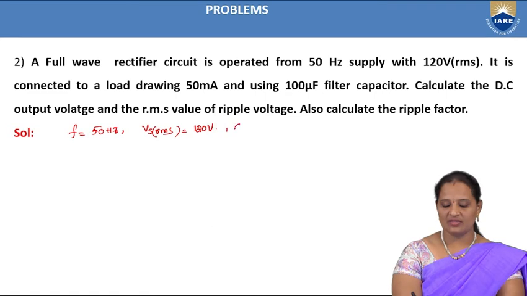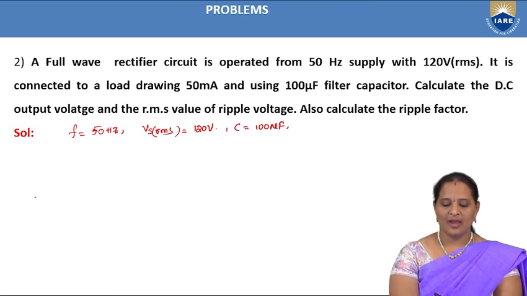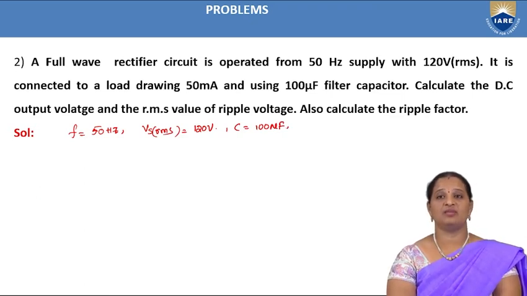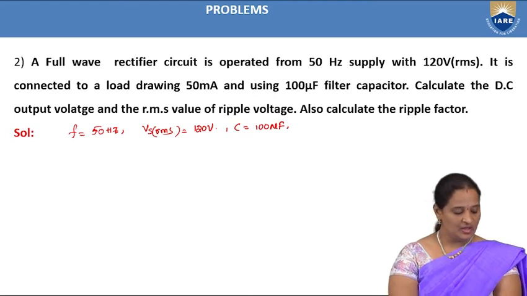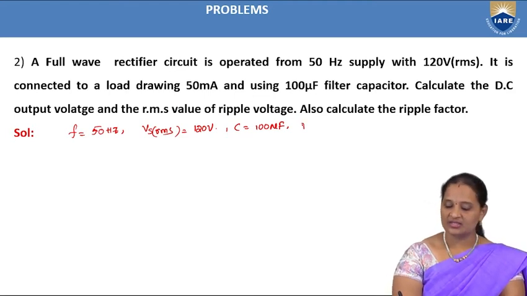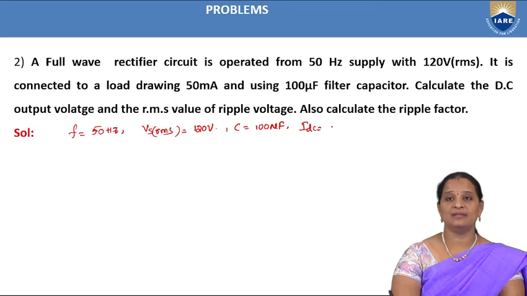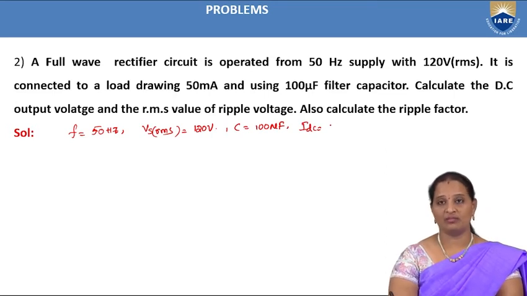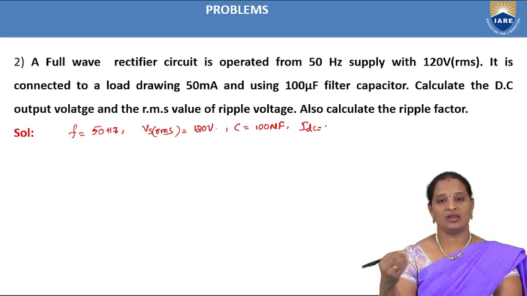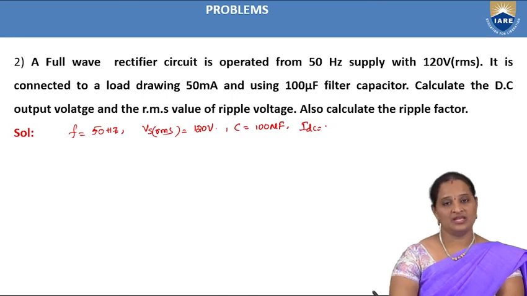And what are the other values given? The capacitance value is given, that is 100 microfarad. And here it is connected to a load drawing 50 milliamperes current. This current is considered to be DC, because from the load we will always be calculating or measuring the DC output.